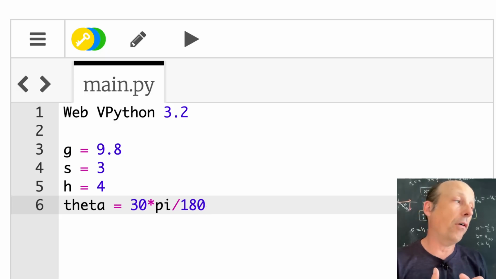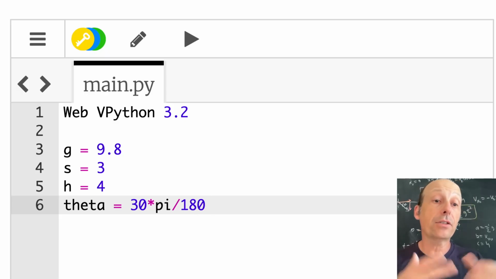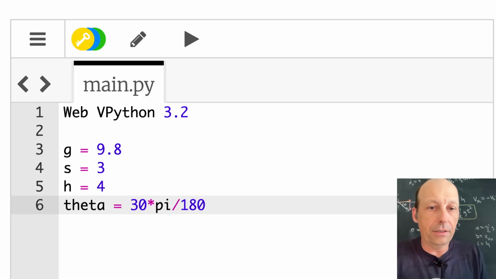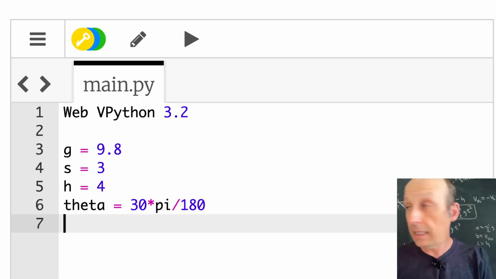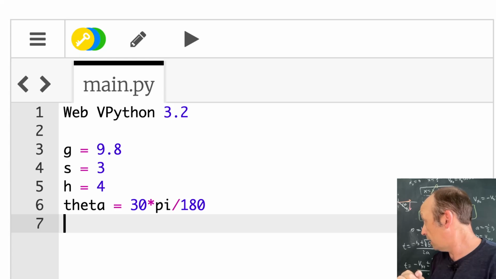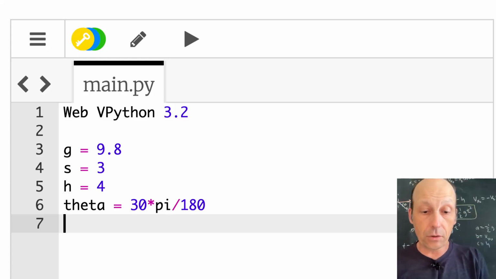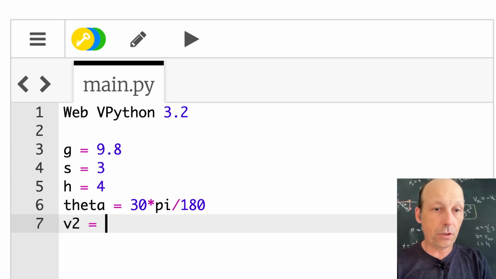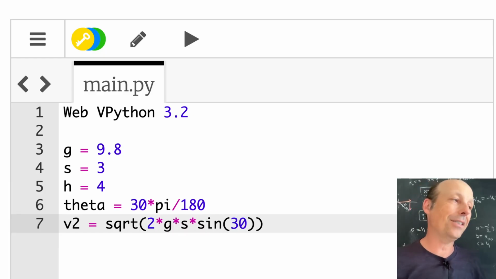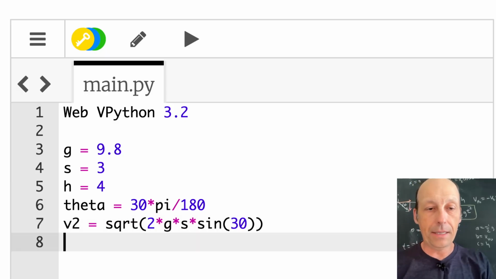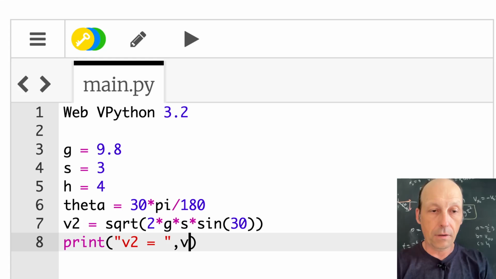The default angle for Python calculations, you can change it, is radians. So I converted theta to radians. I think I can now do 2g s sine theta. So let's go ahead and calculate v2. So v2 is the square root of 2 times g times s times sine of theta. Isn't that so much easier than entering in a calculator? And then I'm going to print that just so you can see what it is. Print v2 equals v2 meters per second.